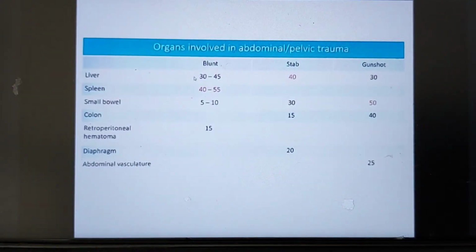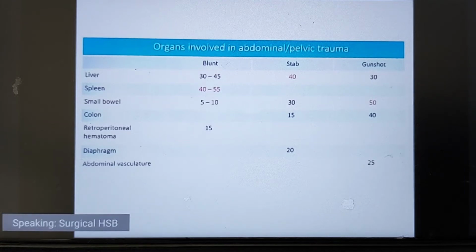As we can see, organs most frequently involved in blunt trauma are solid organs, which are liver and also spleen. While in stab wound, liver and also small bowel are the most commonly injured intra-abdominal organs. And in gunshot, usually small bowel and colon and liver are the most commonly injured intra-abdominal organs.